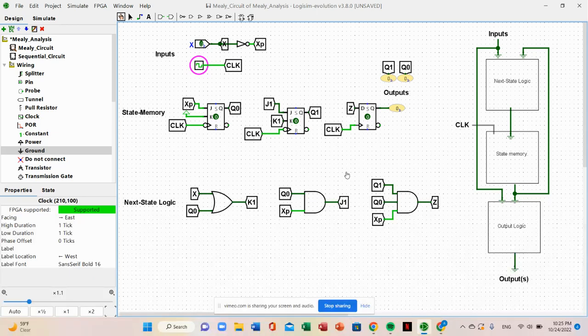Okay, so here we have our Mealy circuit, our Mealy sequential circuit. And so what we're going to test first is if it's functioning correctly.